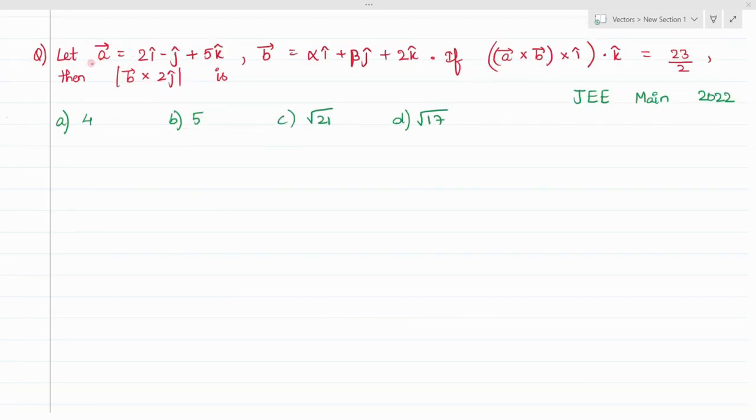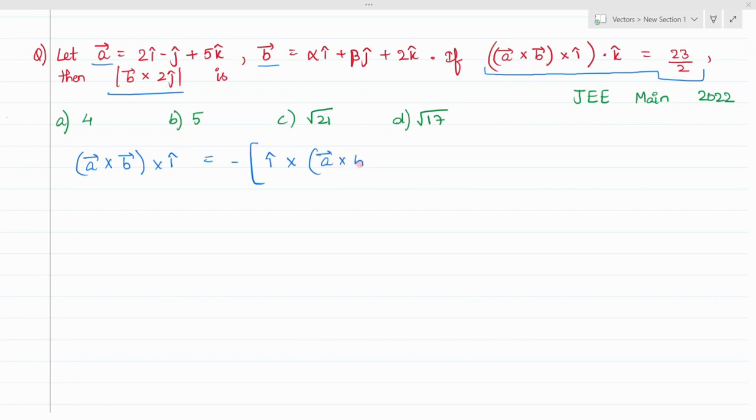In this question, vector A, vector B is given and a condition is given, and we need to find the value of this. So here let's use this condition, that is A cross B cross i cap. Use vector triple product formula, that it becomes i cross A cross B. Multiply the farther element, you will get it as i dot B, write A as it is, minus i dot A, write B as it is.